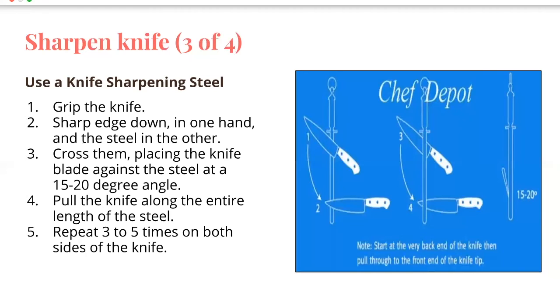First, grip your knife edge down and hold the steel. Like in this picture, cross them, place the knife blade against the steel at a 15 to 20 degree angle and pull the knife along the entire length of the steel. Repeat 3 to 5 times on both sides of the knife. As the note said, start at the very back end of the knife, then pull through to the front end of the knife tip.